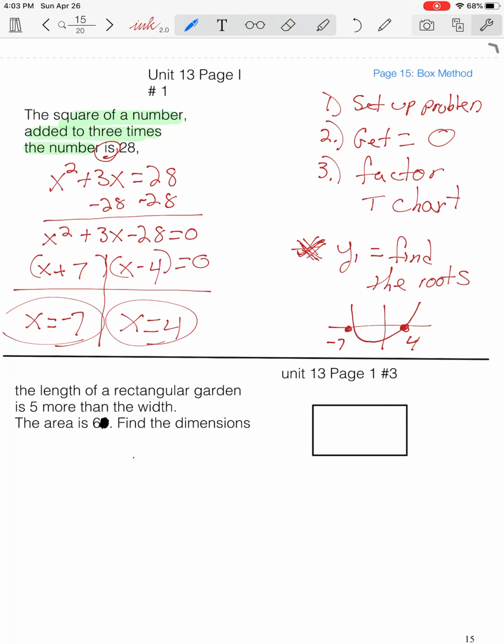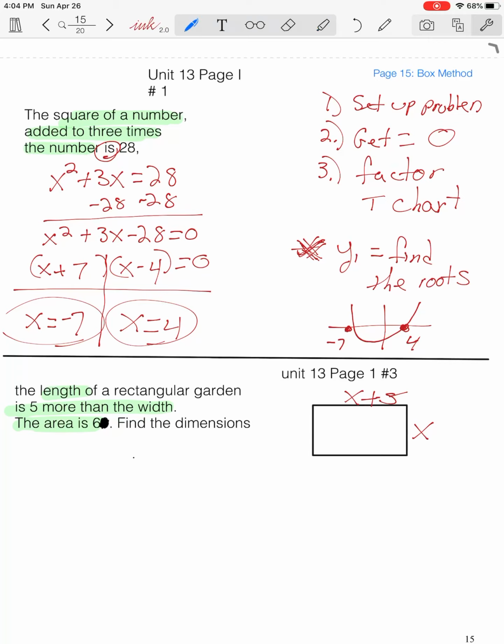Now, I'm skipping number 2, and I'm going on to number 3. It says, the length of a rectangular garden. So if you noticed, I drew a rectangle. So they say the length is 5 more than the width. So if I want to write that down, I have the length is 5 more than, is plus, the width. X times x plus 5. Okay. Then they give me a little bit more information. The area is 6. And they want you to find the dimensions.